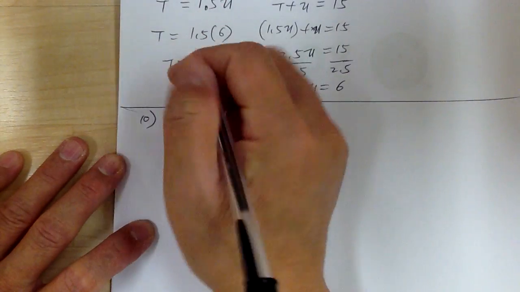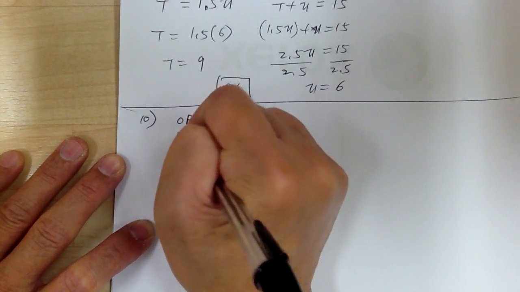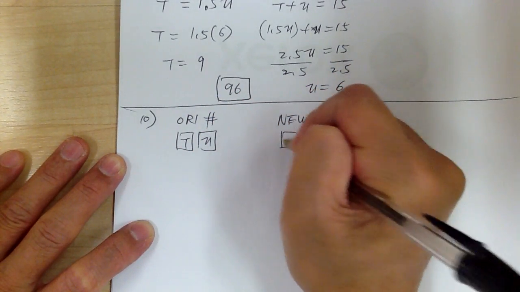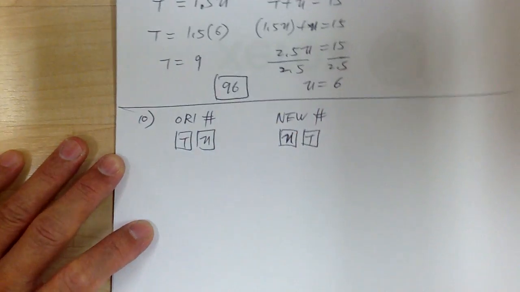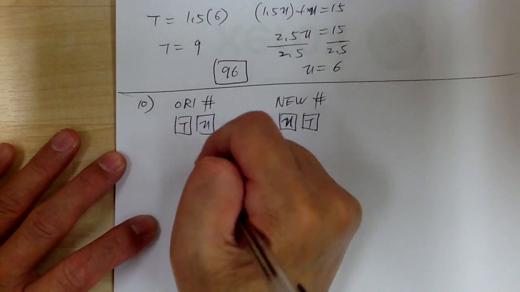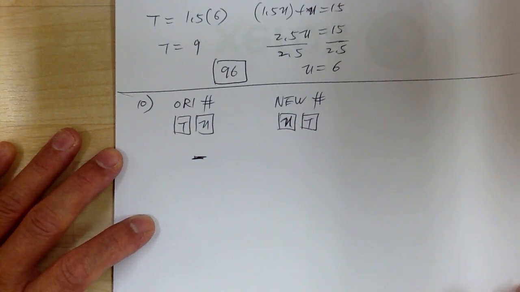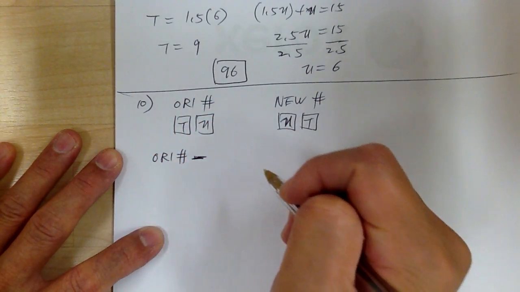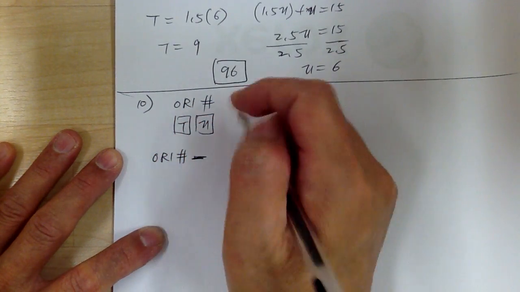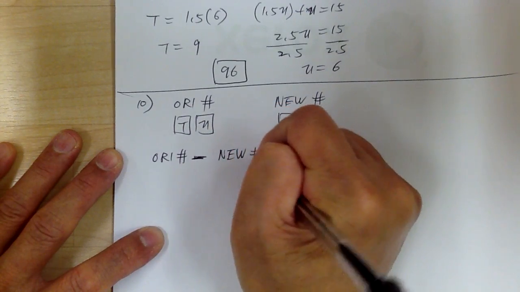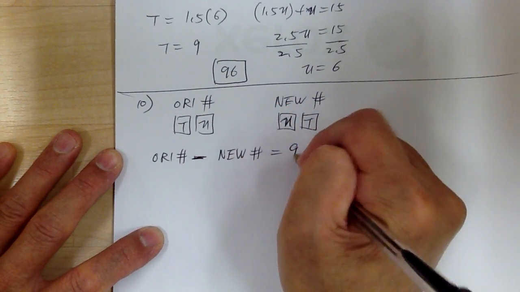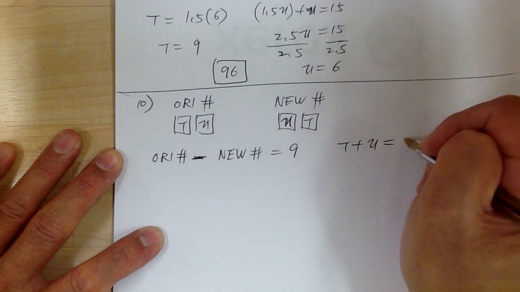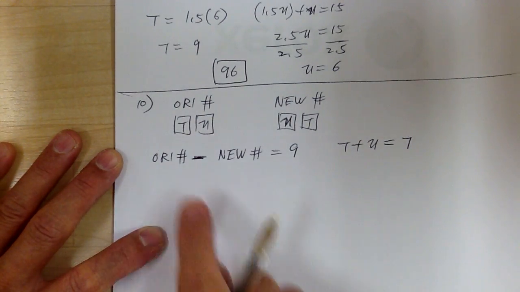Okay, so let's go to number 10. This one has a reversal, so you have the original number, and you have the new number. So let's read. It says a difference. So difference means subtraction, right? So difference of the two-digit number, so that's the original number, and the number with the digits reversed, so that's the new number. So the difference between the original number and the new number is equal to 9, and the sum of the digits, so t plus u, is 7. So that's your equation.